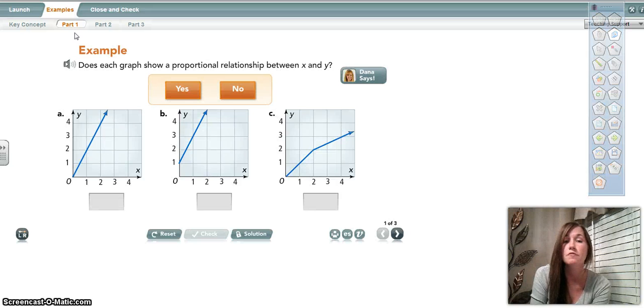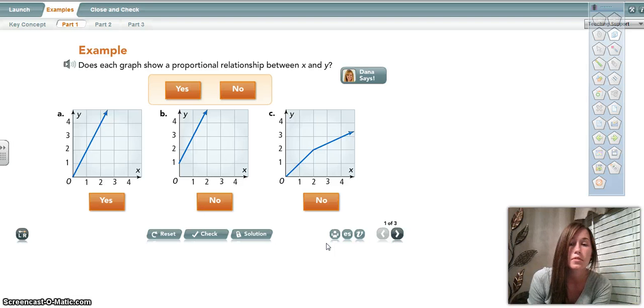Okay, so we need to check for two things whenever we look at a graph to tell if there's a proportional relationship. We must have a straight line and it must pass through the origin. So we'll look at each and see if you can decide which graphs have a proportional relationship. A is a straight line and passes through the origin. B is a straight line but does not pass through the origin. C passes through the origin but is not a straight line. We must be a straight line and we must pass through the origin in order to have a proportional relationship.